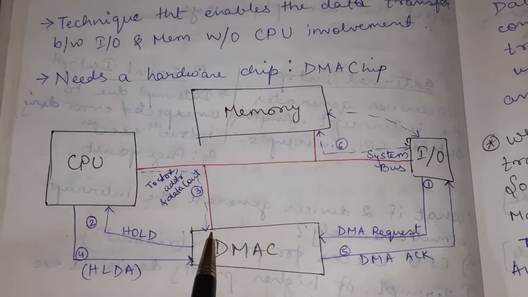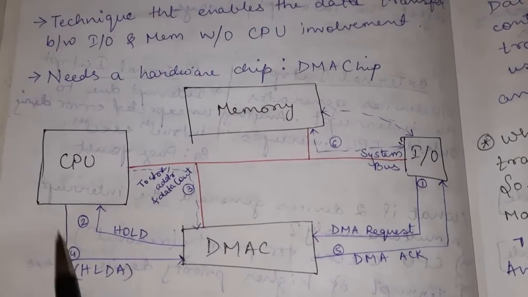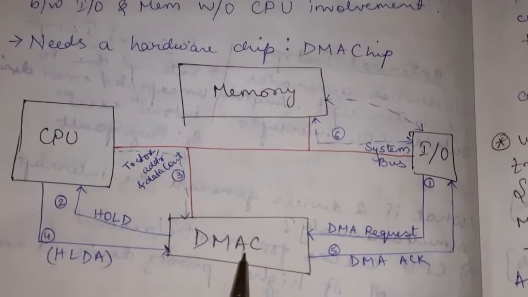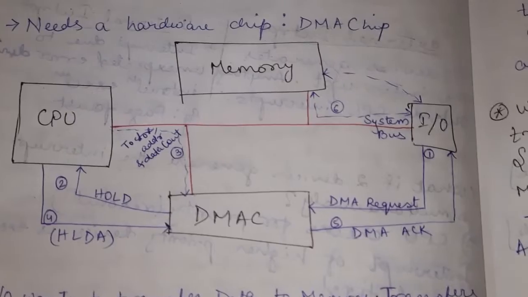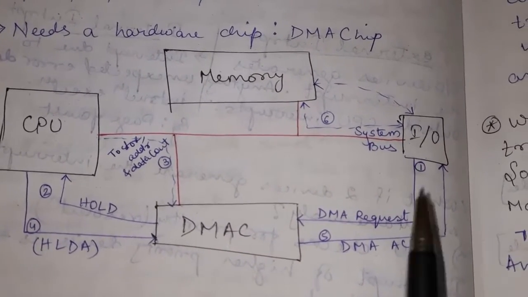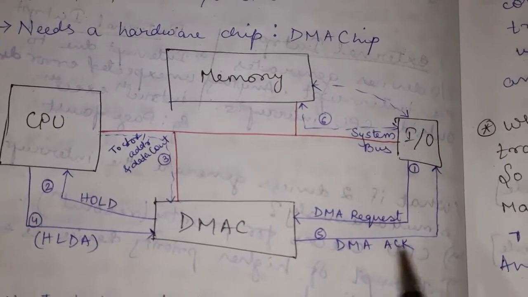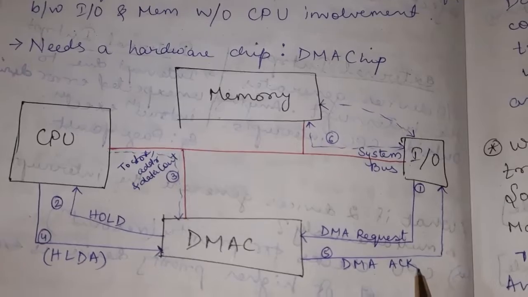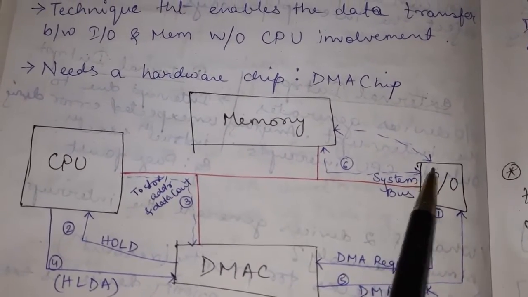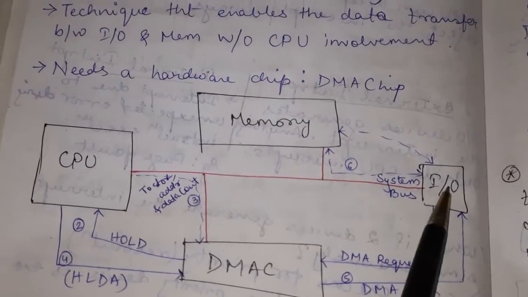After that, immediately it sends the HLDA, or hold is acknowledged. That is, control is given to DMAC, the DMA chip. Now the chip will say to input output that yes, it is acknowledged, your request has been approved. Now you can directly make the changes to the memory. So with this information it will change the memory.